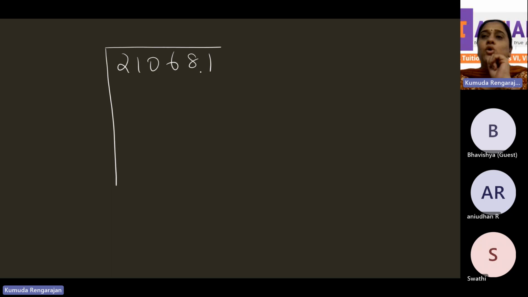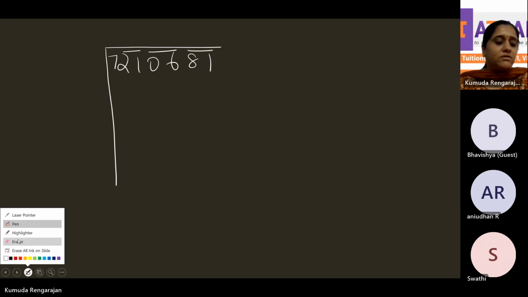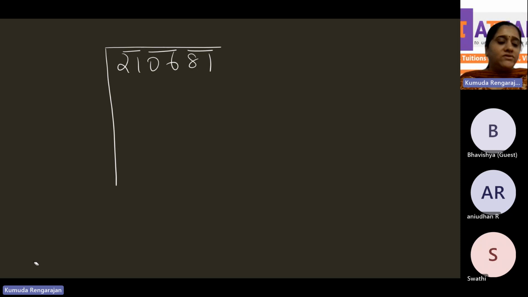Step 1, group the digits in pairs from behind. From behind, 81 makes a pair, 06 makes a pair, 21 makes a pair. If there was one more digit, that will stand alone. That will not have a pair. Prenu, understood the first step? You should group the digits from behind. So 81 makes a pair, then 06 and then 21. This is the first step.